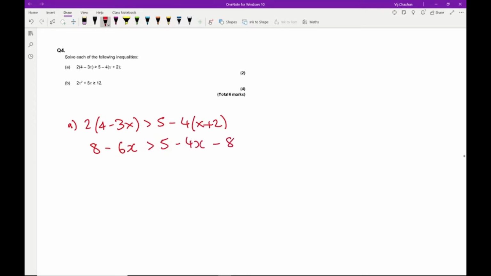And then what we then want to do is put all the x's on one side, numbers on the other. So I'll take the 6x over to the other side and take the minus 3 over from that side. So let's just neaten this up. Which should be minus 3, sorry.